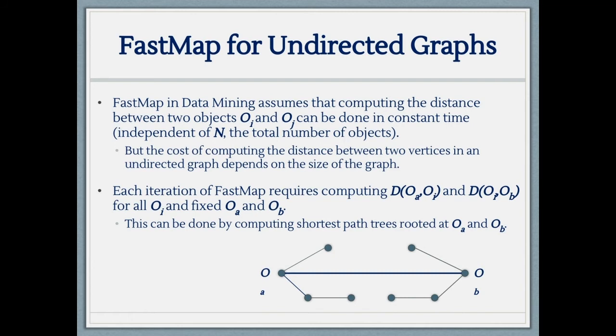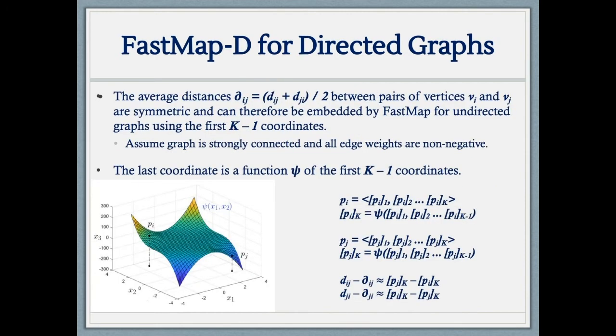The final and current step in the evolution of FastMap is to directed graphs, and this brings us to the subject of our work. With directed graphs, we have the problem of asymmetric distances between pairs of nodes, i.e. the distance from i to j is not equal to the distance from j to i. So what we do is embed the average distance between nodes in the first k-1 dimensions, and then the last, or kth, coordinate is actually a function over the previous k-1 coordinates. This is a potential function, and what we learn is a potential field over the embedding space. This function is learnt such that it accounts for the difference between the directed distance and the average distance embedded.